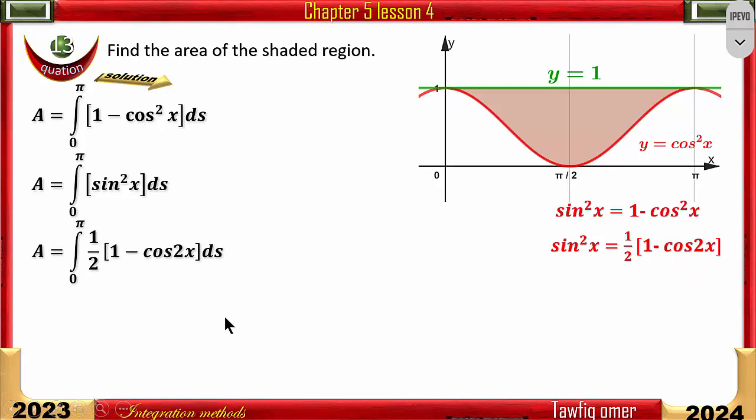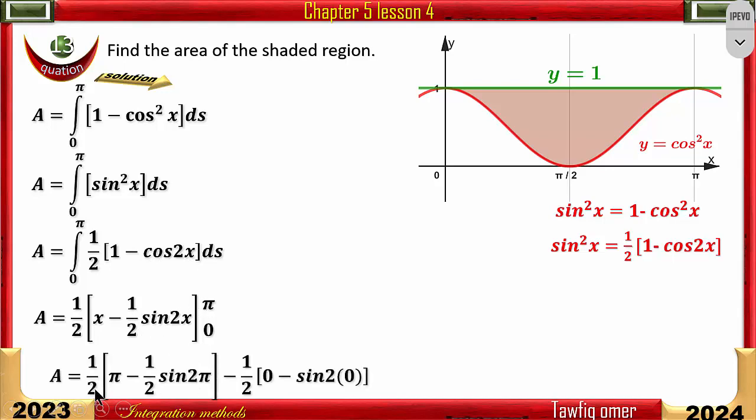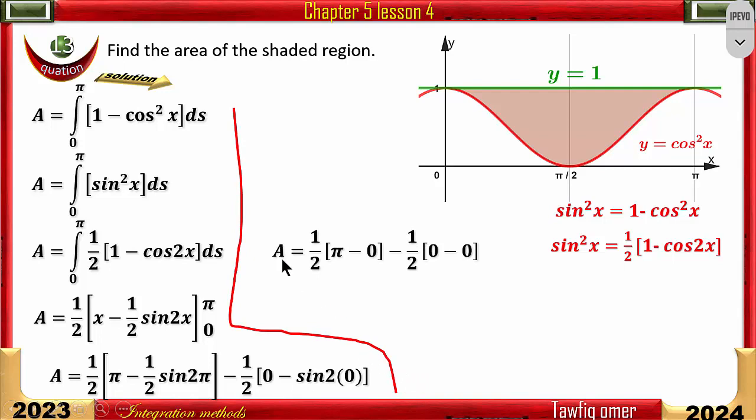And now take the integration, 1 over 2. The integration of 1 is x, and the integration of cosine 2x is 1 over 2 sine 2x, and replace pi. It becomes 1 over 2 pi minus 1 over 2 sine 2 pi. When we are substituting 0, it becomes 0 minus sine 0, and A is equal 1 over 2 pi minus 0 minus 1 over 2 0 minus 0, so A is pi over 2, the area between these two graphs.